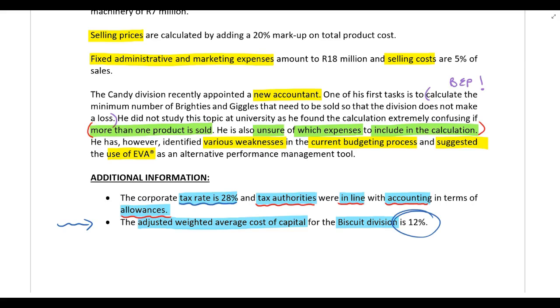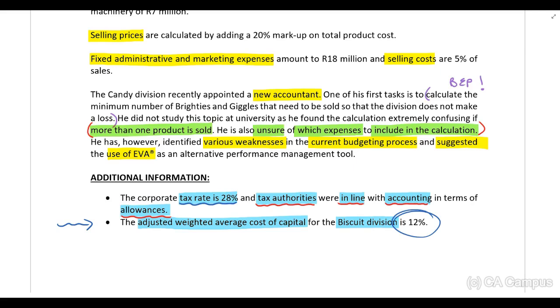All right, so before we actually get to the calculation, let's discuss which expenses should be included in the break-even point calculation. Now, remember, guys, the logic is any income or any expenses that affect profit or loss need to be taken into account in the break-even point calculation.